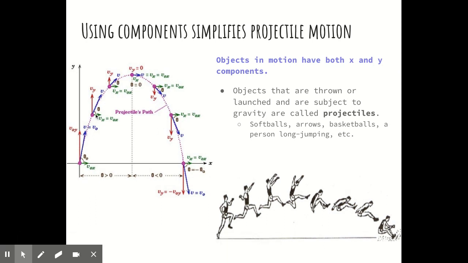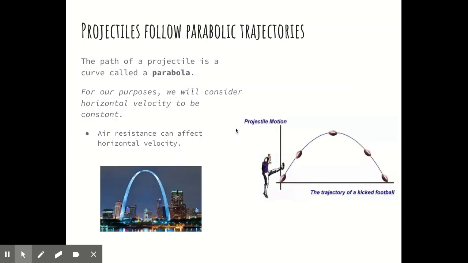So we can easily break all of these down into their horizontal and vertical components to solve for different points of a projectile. Other examples of projectiles would be anything that's being launched or thrown. So throwing a softball, basketball, shooting an arrow, anybody long jumping, things like that.